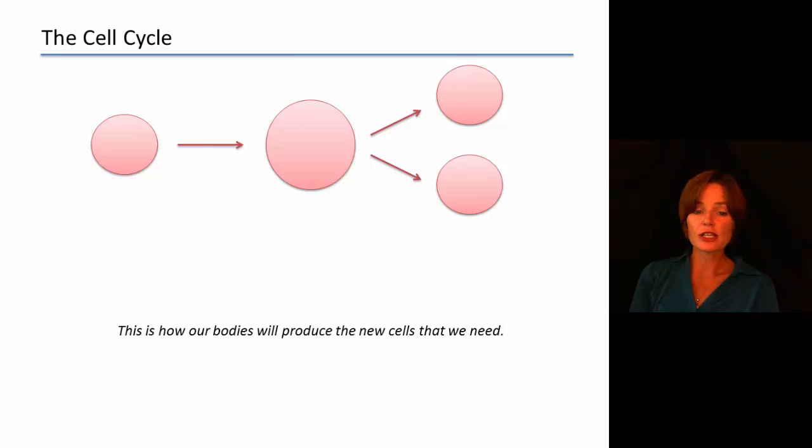So the cell cycle is what our bodies use when they need to produce new cells. And this would be new cells because we are growing. This could be new cells because just some of them got old. It could be new cells because some got damaged. For example, if we have an injury on our arm, like a cut, we don't tend to worry about that too much because we know that that will heal.